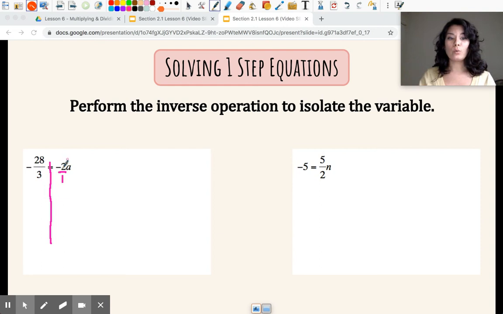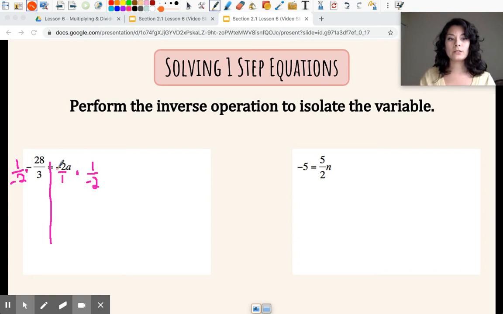So now when I solve this equation, instead of dividing by -2, because again, with a fraction, I'm going to have to do keep, change, flip, I'm just going to multiply by the reciprocal of that fraction, which is 1 over -2. And I'm going to do that to both sides.